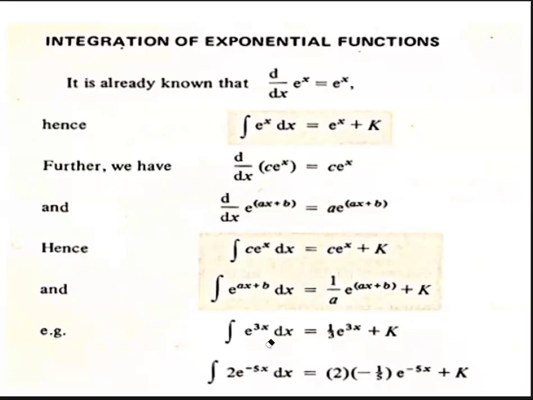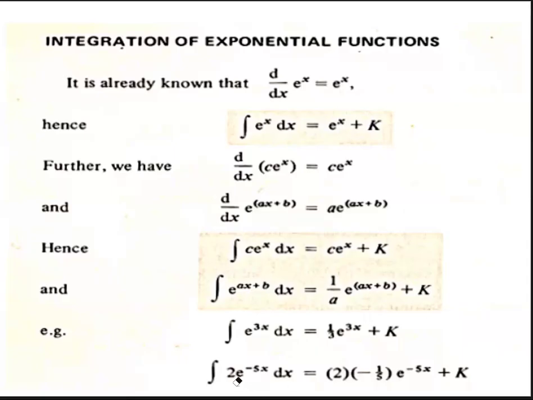And we have some examples here. The integral of e to the 3x dx is equal to writing back the same e to the 3x plus k, but then in front you have the 1 that was in front here divided by the derivative of 3x, which is 3.